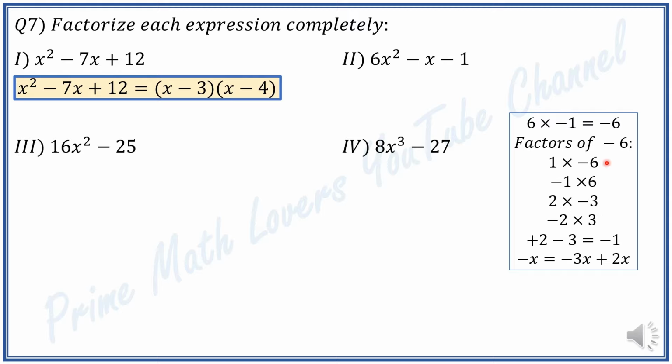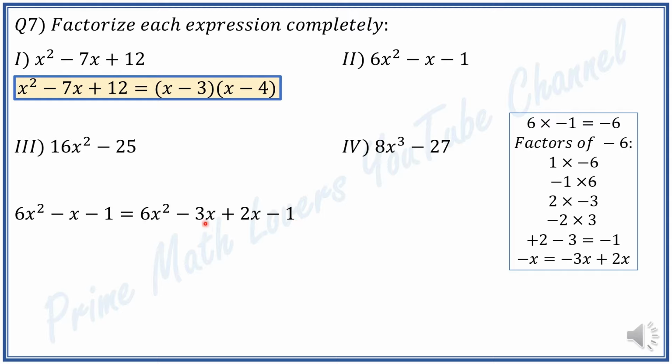We need to find a pair that when we add the numbers together, we get the coefficient of x. Coefficient of x is negative 1. And positive 2 and negative 3 are the pair with these characteristics. Positive 2 minus 3 is negative 1. So we can rewrite minus x as minus 3x plus 2x. I write down the expression. So 6x squared minus x minus 1 is equal to 6x squared minus 3x plus 2x minus 1.